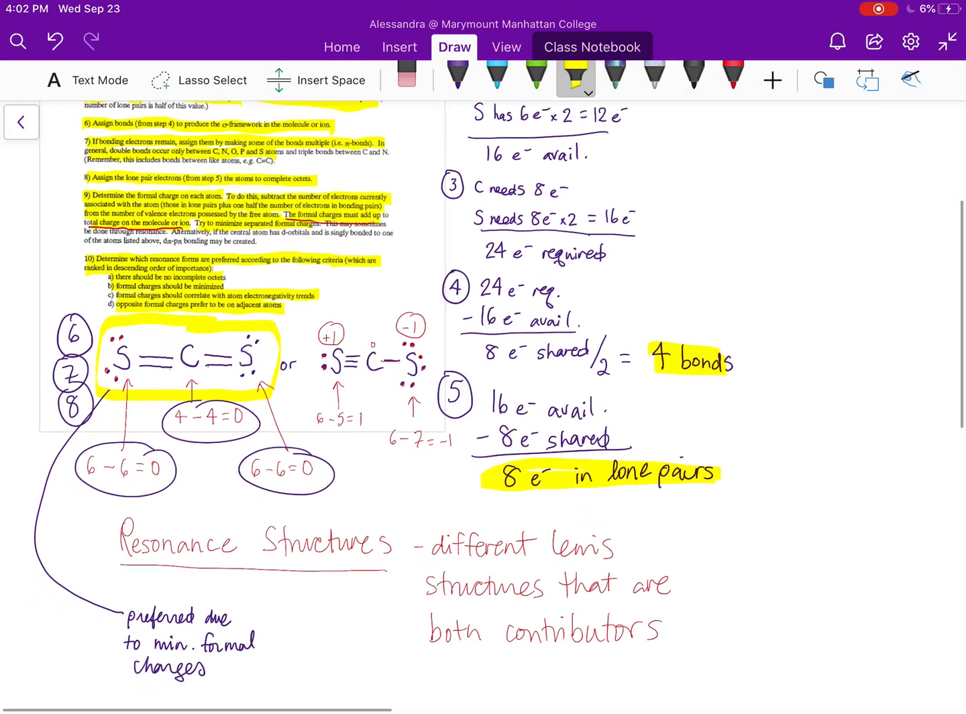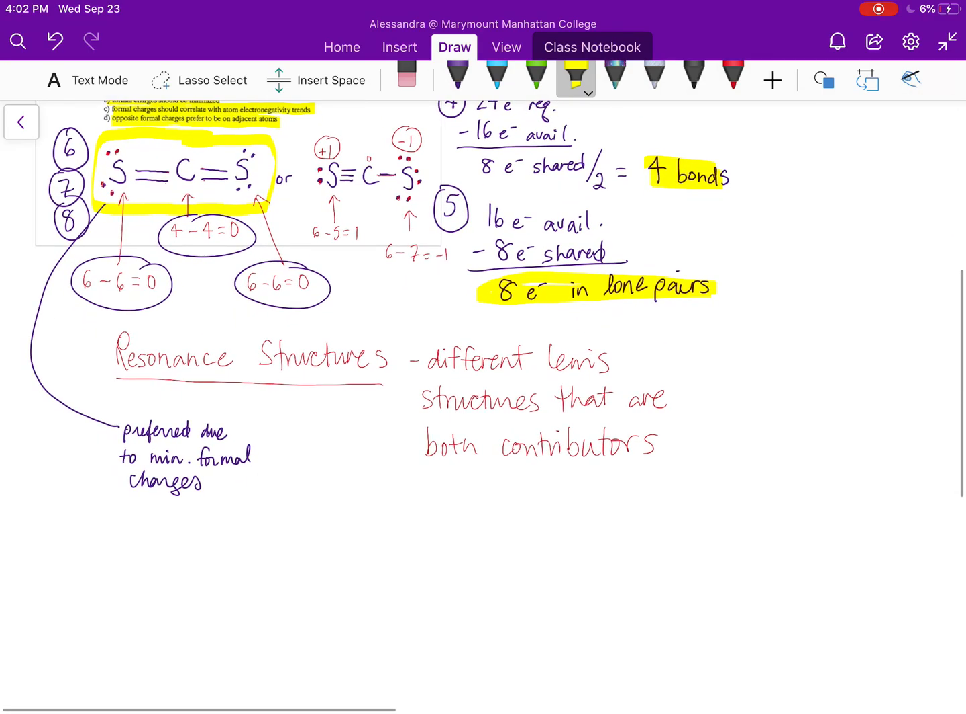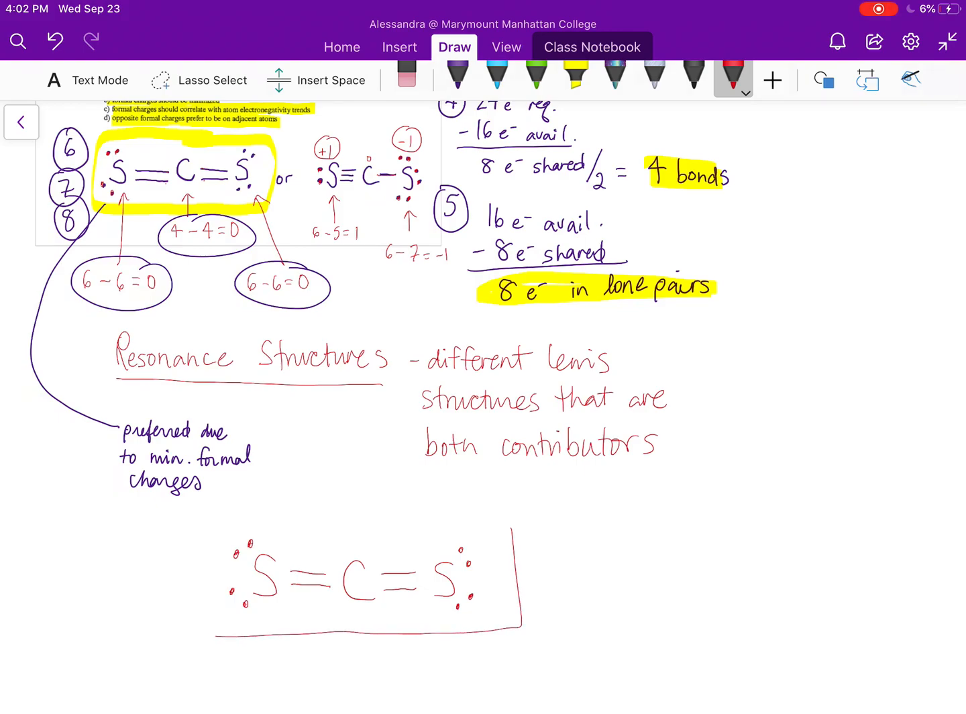So all of that finalizes the best possible resonance structure for carbon disulfide, which should look like this, with carbon in the middle, double bonds on either side of it connecting to the sulfurs, and then 2 lone pairs on each sulfur atom.